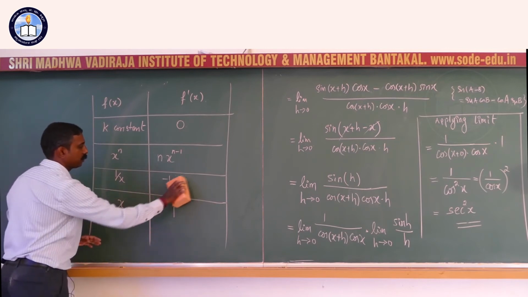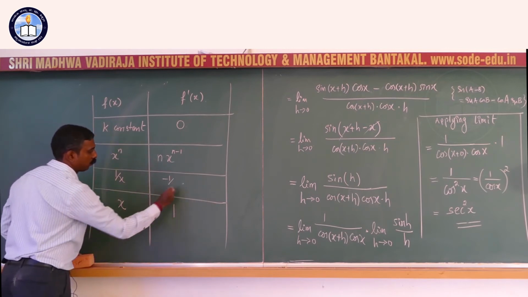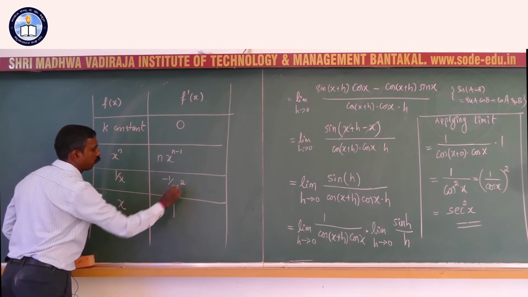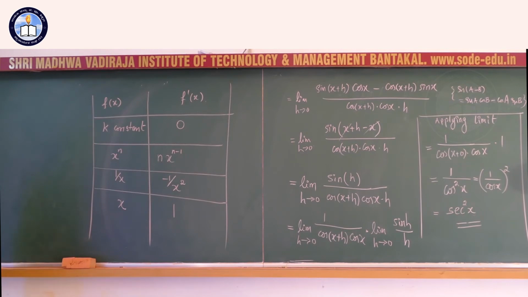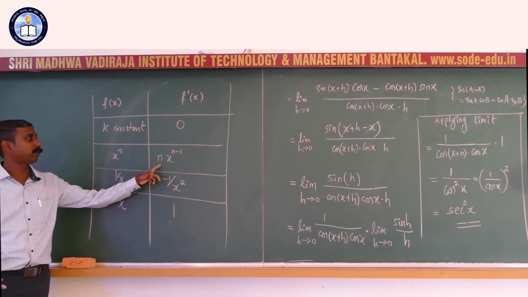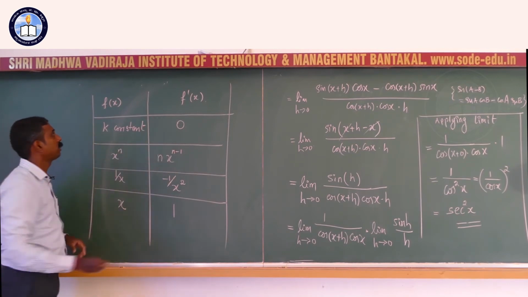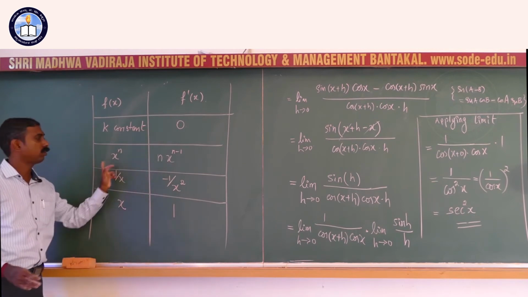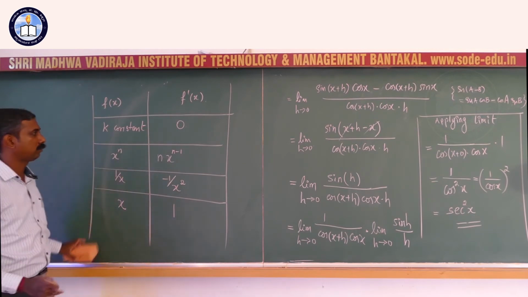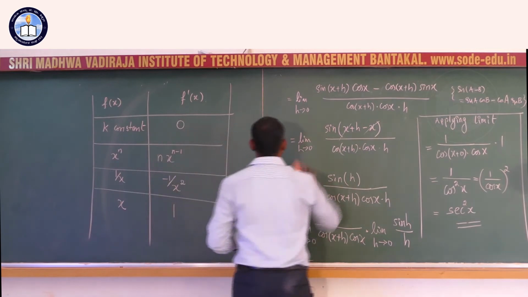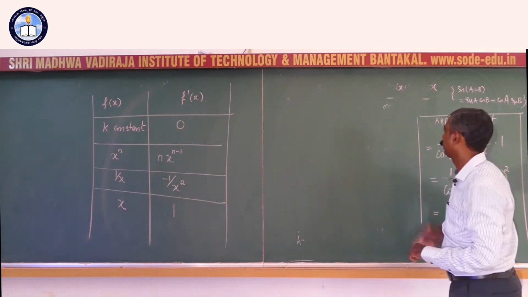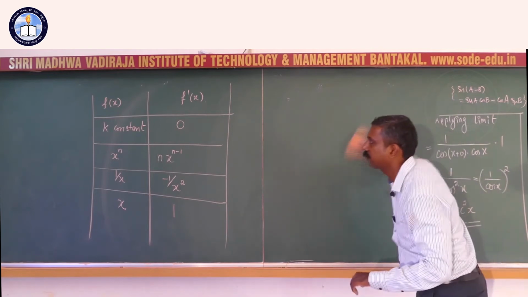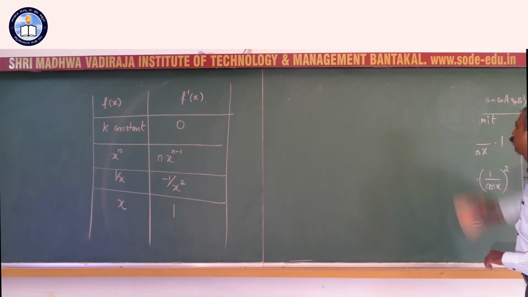Derivative of x is equal to 1 minus 1 divided by x square. So x power n derivative is n x power n minus 1 for all n belongs to R. Now when we come to the trigonometric functions, we have calculated the derivative of only 3 fundamental functions.